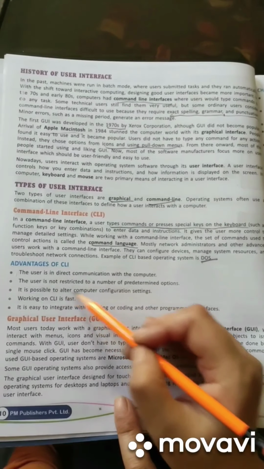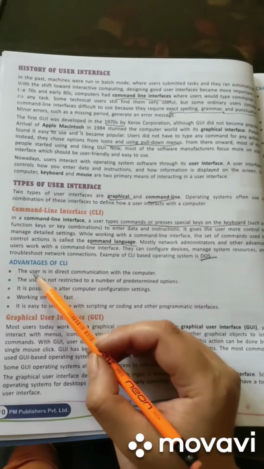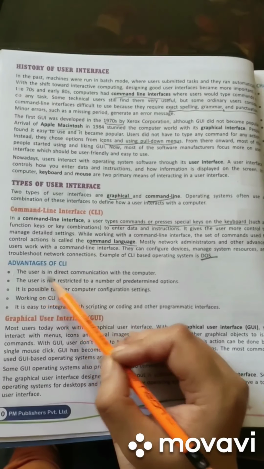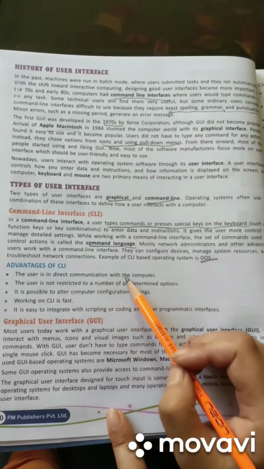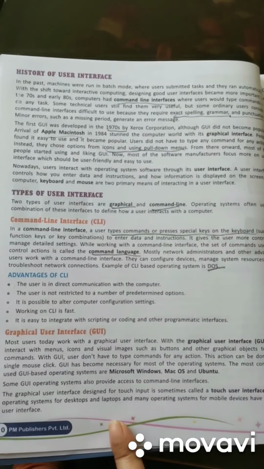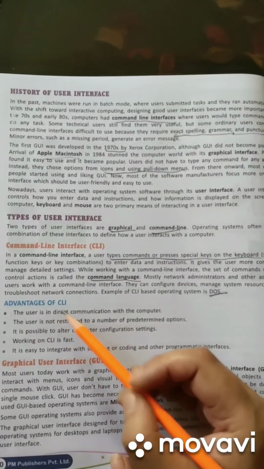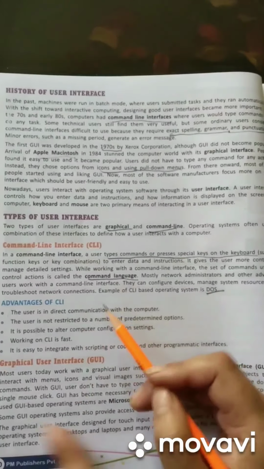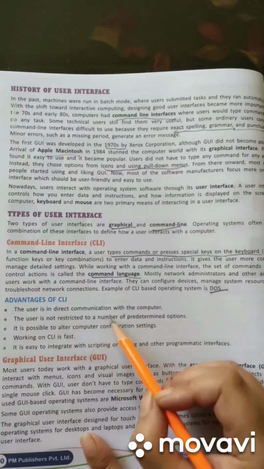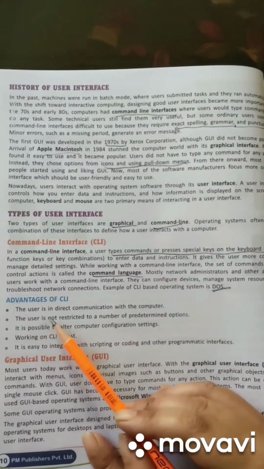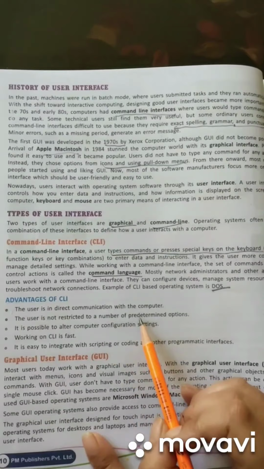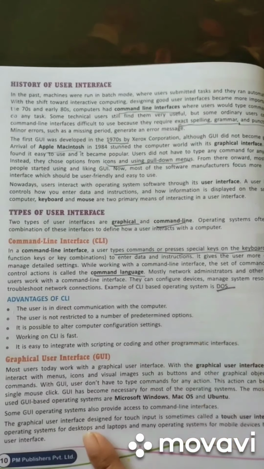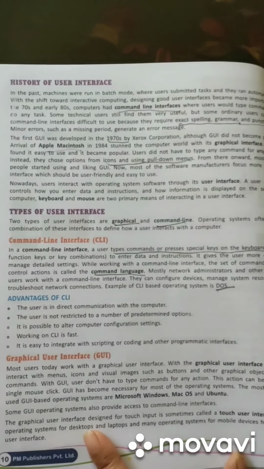Some of the advantages of character user interface or command line user interface are given here. The user is in direct communication with the computer. Here, the indirect communication is not there. The proper terms are used and the user is directly communicating with the computer. The user is not restricted to the number of predefined options. The options are not limited. N number of options are there.